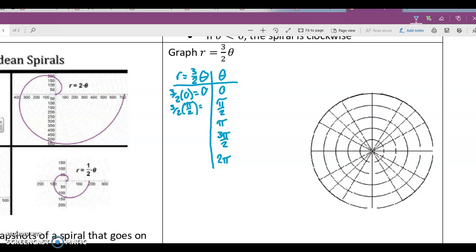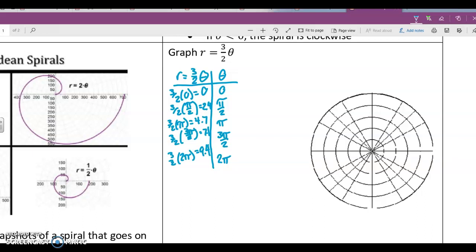I already did the calculator work for these, so I'm just going to put the numbers down, but know that I did have to put it into my calculator. That's 2.4. Then put in pi, so r is equal to 3/2 times pi, which is equal to 4.7. Next, put in 3 pi over 2: 3/2 times 3 pi over 2 gives 7.1. And last but not least, plugging in 2 pi, 3/2 times 2 pi gives 9.4.